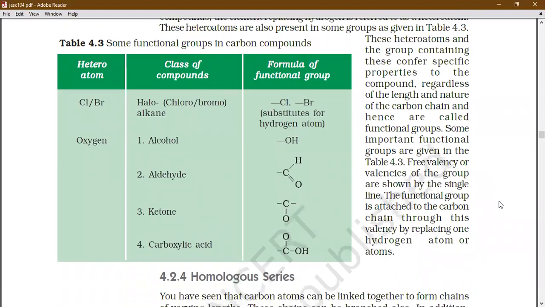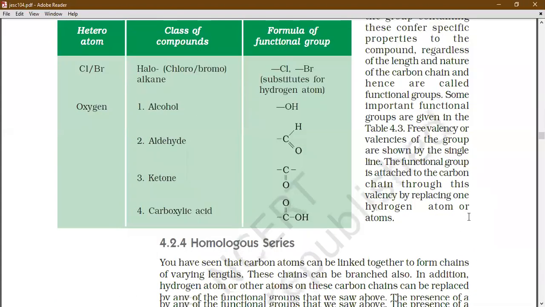Some important functional groups are given in the table 4.3. Free valency or valencies of the group are shown by the single line. The functional group is attached to the carbon chain through this valency by replacing one hydrogen atom or atoms.